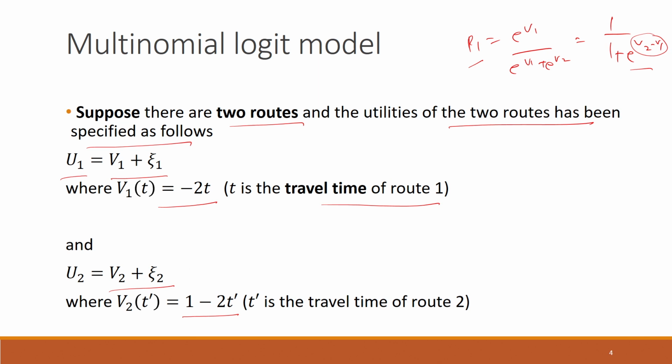One more thing to mention here is that even these two error terms that are present for both of these two alternatives are IID Gumbel variates.